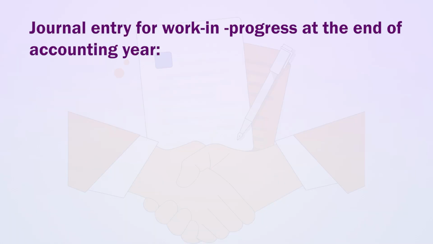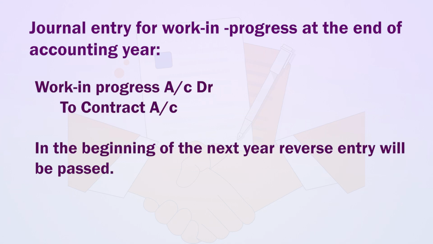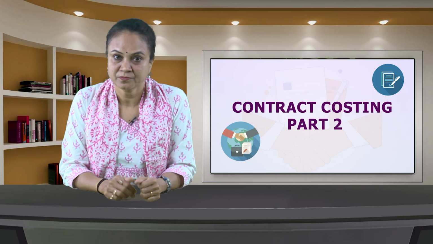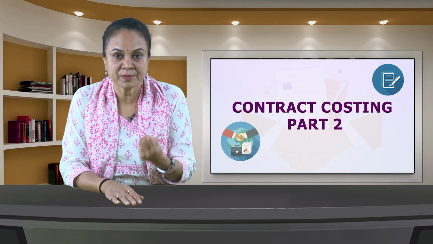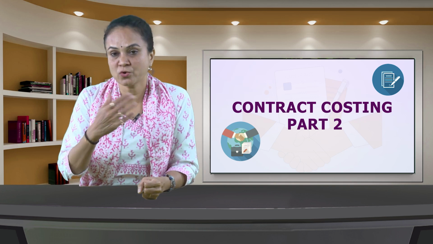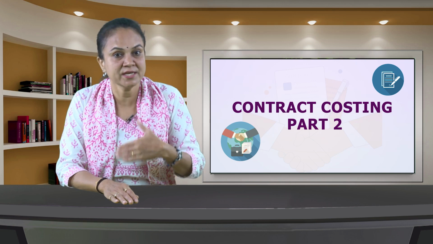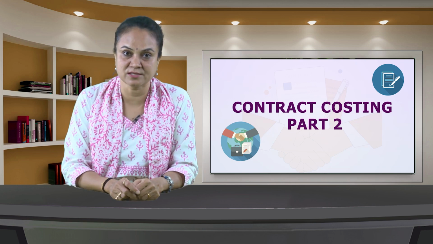Journal entry for work in progress at the end of the accounting year is work in progress account debit to contract account. In the beginning of the next year, a reverse entry will be passed. In case of an uncompleted contract, the total profit is not transferred to profit and loss account, but a certain portion of such profit is reversed for contingencies.